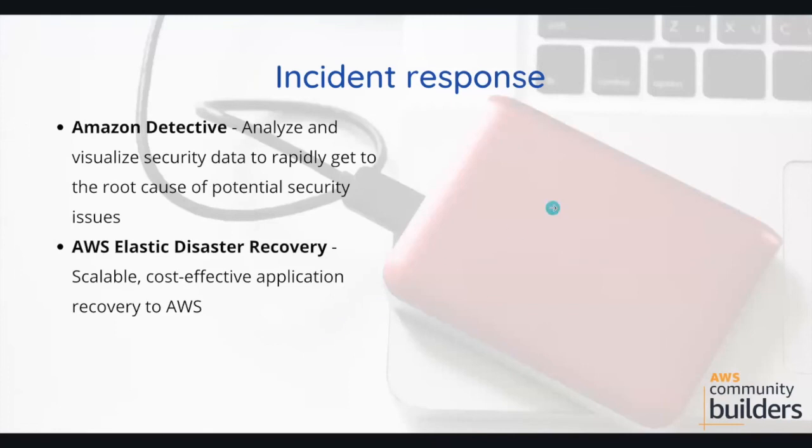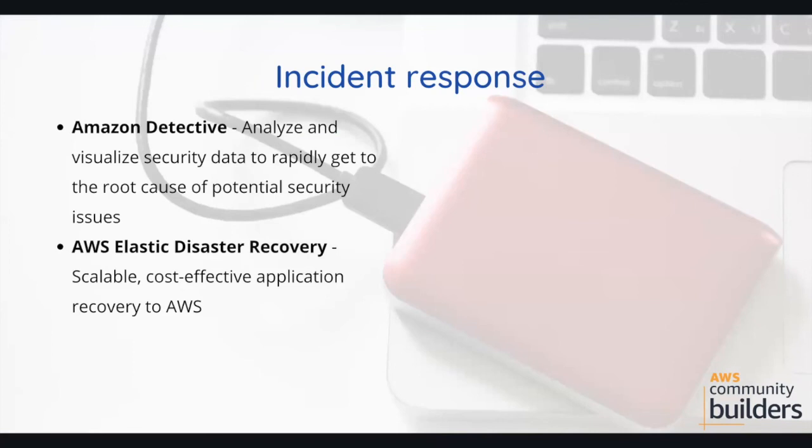Now, next is incident response management. We have seen what we can do for the precautionary detection part. So here, how do we do the response and incident management? There are two tools available. One is Amazon Detective and another is Elastic Disaster Recovery.